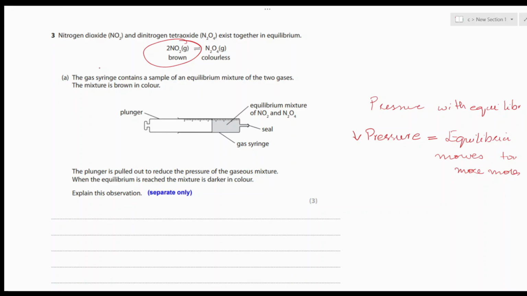I'm again saying this. When the pressure is reduced, the equilibria would shift towards the left because that side has more moles of gas. Since there is more nitrogen dioxide, the mixture gets darker in color.